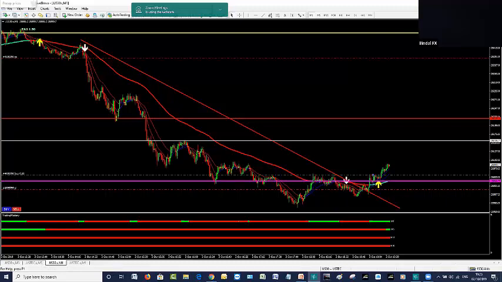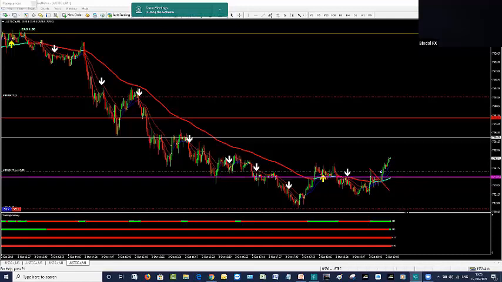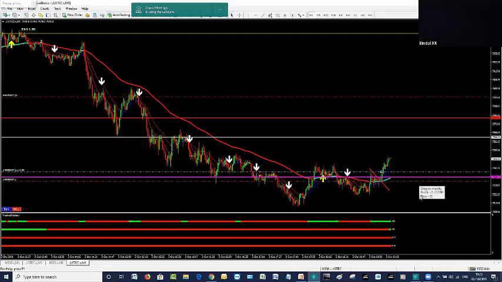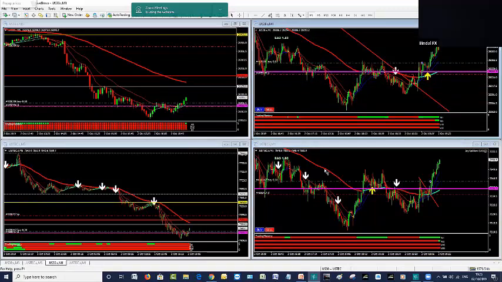USTEC, I've got 11 pips, so I'm actually exiting my TP1 here at 11 pips. So USTEC, I've closed my TP1. So now I'm going to move my stops to be just below the magenta, okay? And same with here, I'm going to move it to just below magenta.